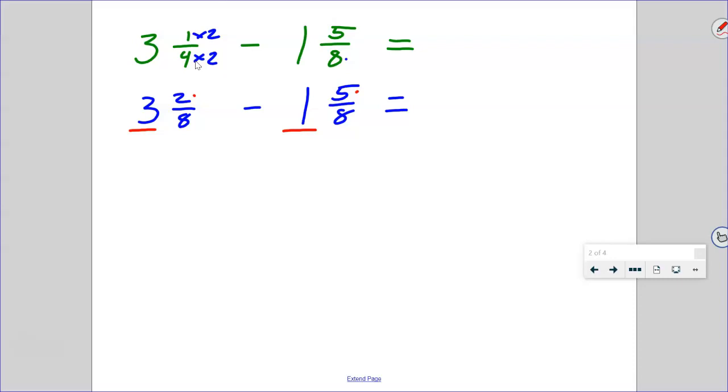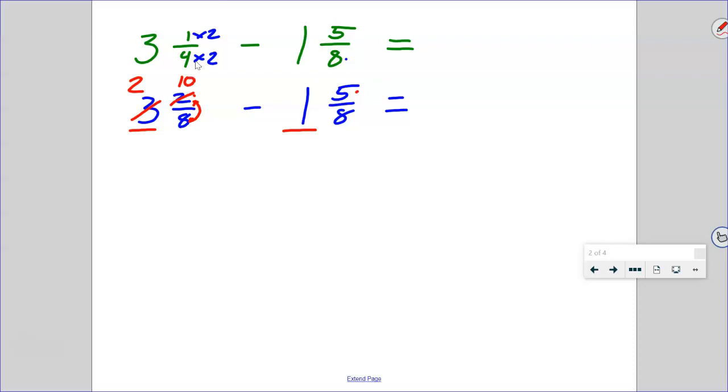So we're going to split up one of these wholes. If I split up one of these wholes, that's going to leave me with 2 of them. And when I split up a whole, I'm going to get 8 more eighths. So I'm going to take this denominator, 8, and add it to the numerator. So now this 2 is going to become 10.